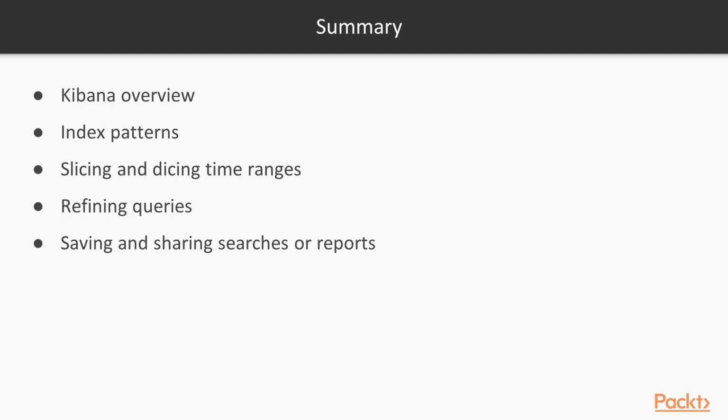In this section, we have covered a whole lot of data. We've covered Kibana. We've looked at index patterns and how we can search and find data within Kibana. We've sliced and diced it with time ranges. We've refined our queries. We've looked at the Lucene query language and how we can use it in the search bar within that Kibana interface. And we've saved and shared searches and reports. There's a whole lot more Kibana can do. This is kind of the quick overview for you to get started to understand what you see within the application.